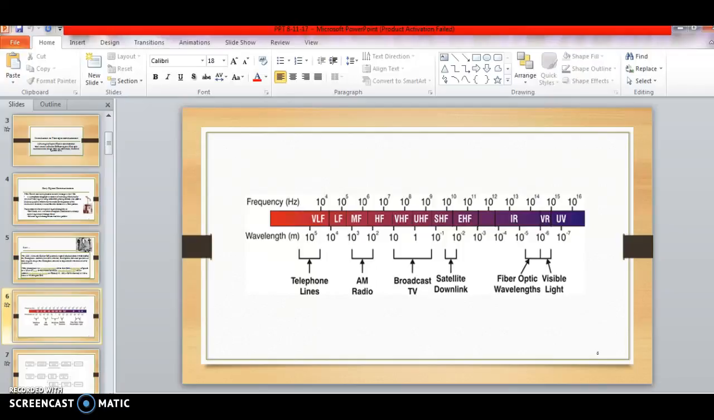The next basic question which we can ask is, do we have any sources of light which can carry information on them from one point to the other?